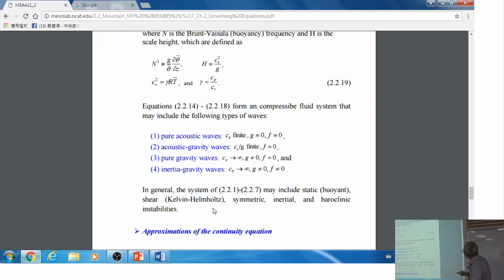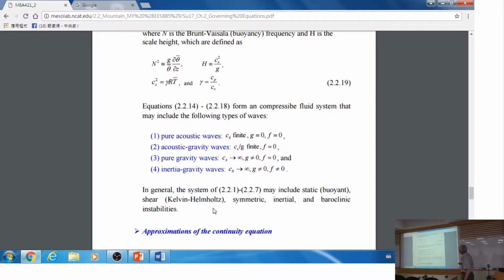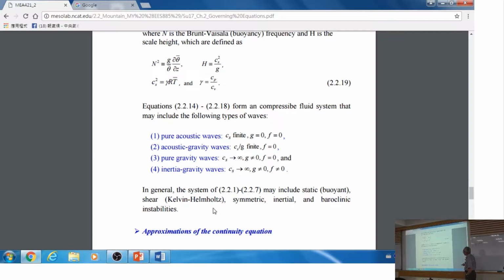And this set of equations, 2.2.1 to 2.2.7, may also include static instability and shear instability, or sometimes we call it Kelvin-Helmholtz instability if it's in a stratified flow. We also have symmetric instability, inertial instability, Bellklinger instability. So this set of equations is very complicated, including all those processes: instabilities and waves.